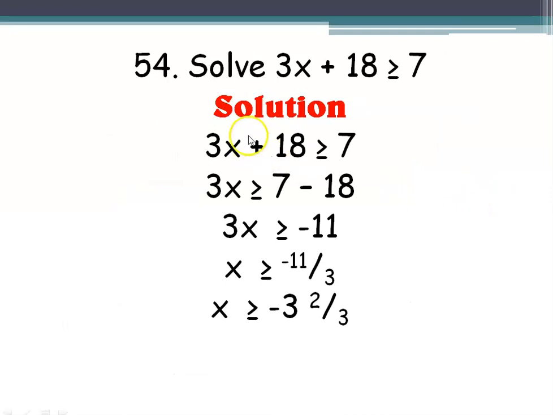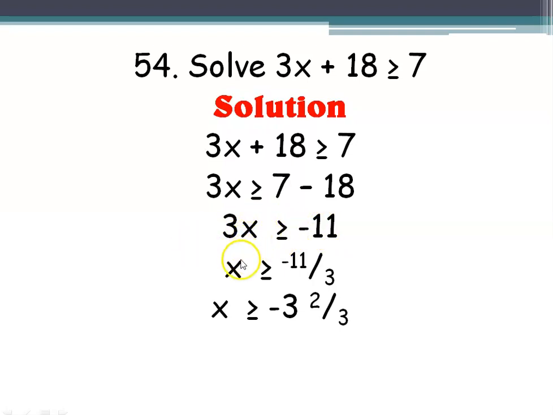Question 54 now says, solve 3x plus 18 greater than or equal to 7. 3x plus 18 greater than or equal to 7. Okay, so I'm collecting like terms. Now moving my 18 to this other side and it becomes minus 18. So 3x greater than or equals to 7 minus 18. 7 minus 18 is minus 11. So 3x greater than or equal to minus 11. And then I divide both sides by 3.